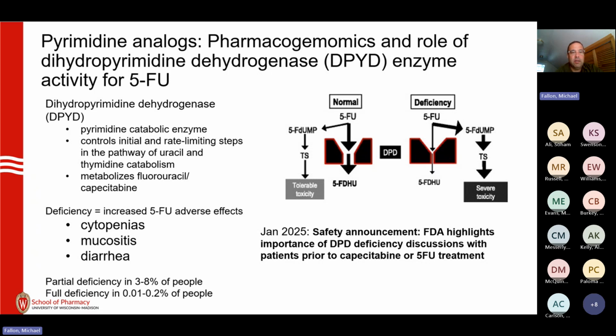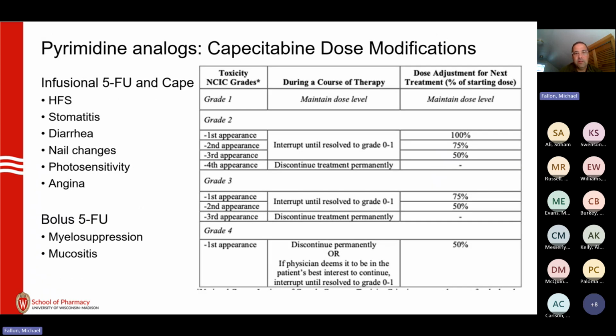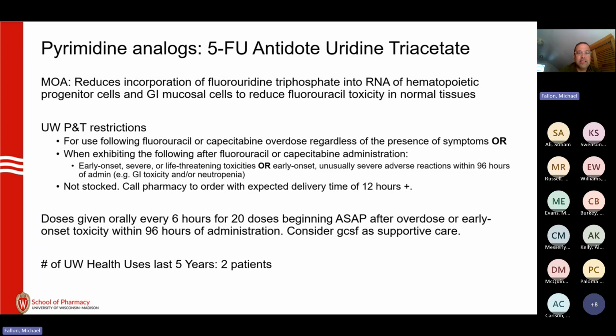This is just one example of how we're getting more genetic details on adverse effects, but it's difficult to operationalize that for every patient still. So the dose reductions are in the package insert, so I always go there for both 5-FU and CAPE. And then there is also an antidote for 5-FU.